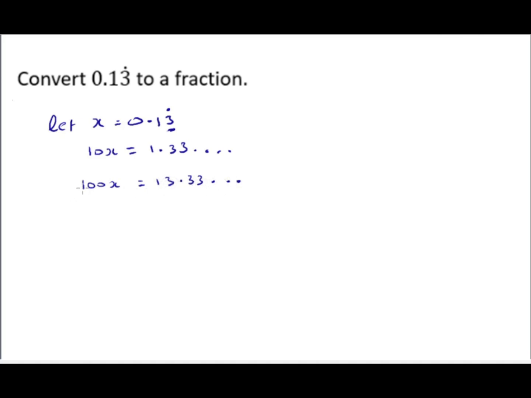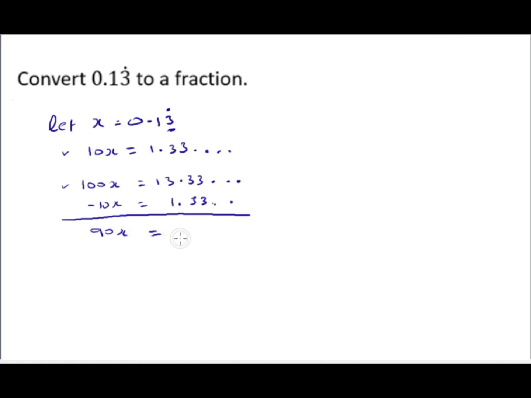Good. Now our aim is to get rid of the recurring part. In this case, the recurring part is the 0.3333, and it goes on. Now to get rid of that, we're going to subtract these two equations. So let's go ahead and subtract 10x from 100x. And we know that 10x is the same thing as 1.33. Let's go ahead and subtract. So 10x from 100x, we are left with 90x.